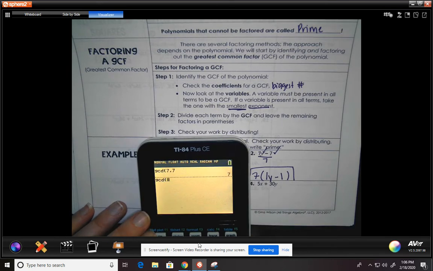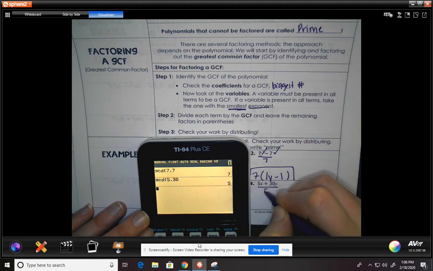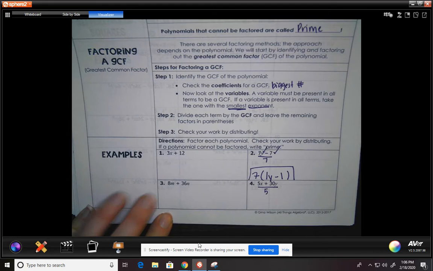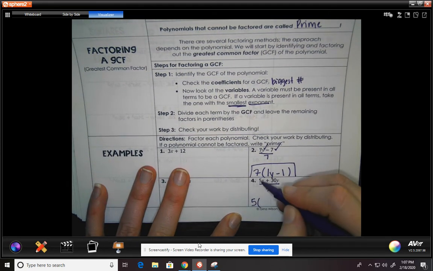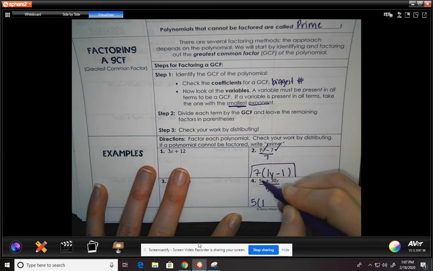Okay, so showing you again, math over to number 9. I'm going to put in 5, 30. I hit enter, and the biggest number I can divide out is 5. Okay, so I'm going to bring the 5 down to the bottom and then open up my parentheses. 5 divided by 5 is 1. I didn't pull the x out because they both don't have an x, so I keep the x.